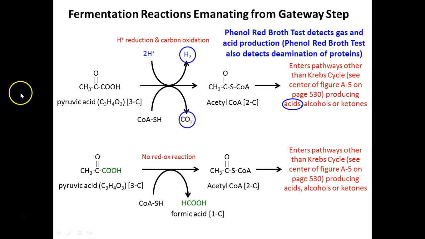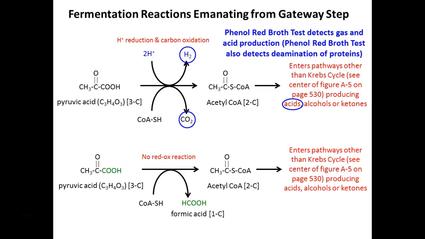And gases. So the nice thing about our Phenol Red test, because Phenol Red is a pH indicator and it turns yellow in the presence of an acid, what else was in those tubes? Gas. How did we know there was gas in those tubes? Because there was a little tube in there, and it trapped the gas. The gas displaced the media that was originally in that tube.